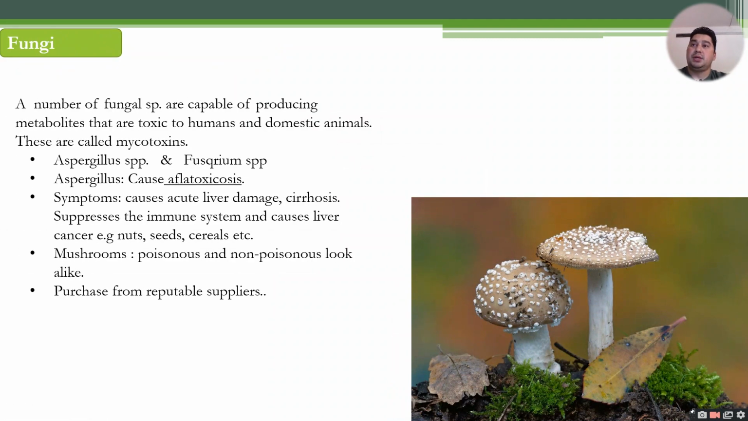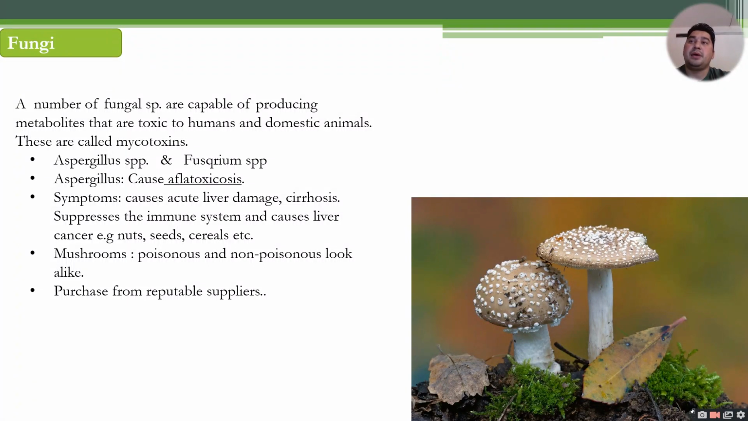Then we have the fungi. A number of fungi are capable of producing metabolites that are toxic to humans and domestic animals. These are called mycotoxins. We are calling them mycotoxins, from Aspergillus species and Fusarium species. Aspergillus causes aflatoxins. Symptoms include acute liver damage, cirrhosis, suppression of the immune system, and liver cancer. Examples are nuts, seeds, and cereals. After that, we have mushrooms. Mushrooms have poisonous and non-poisonous look-alikes.